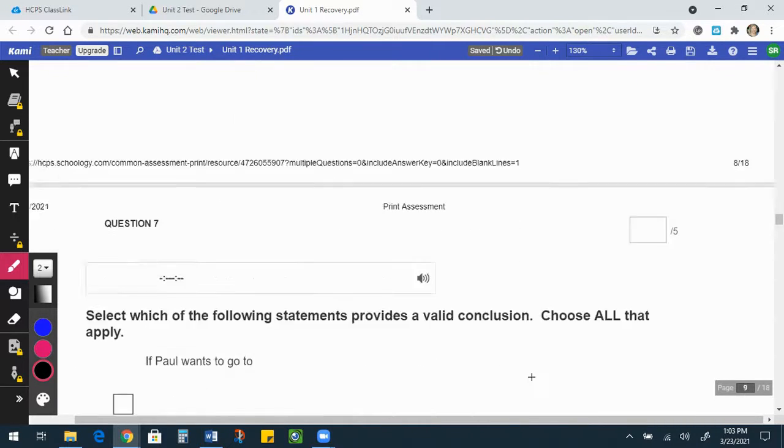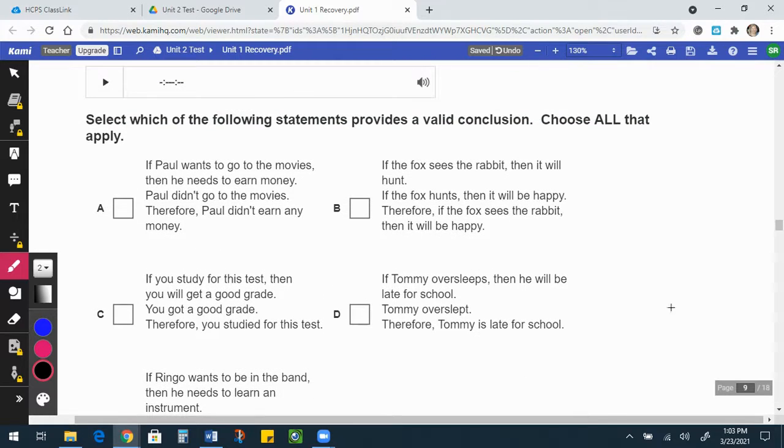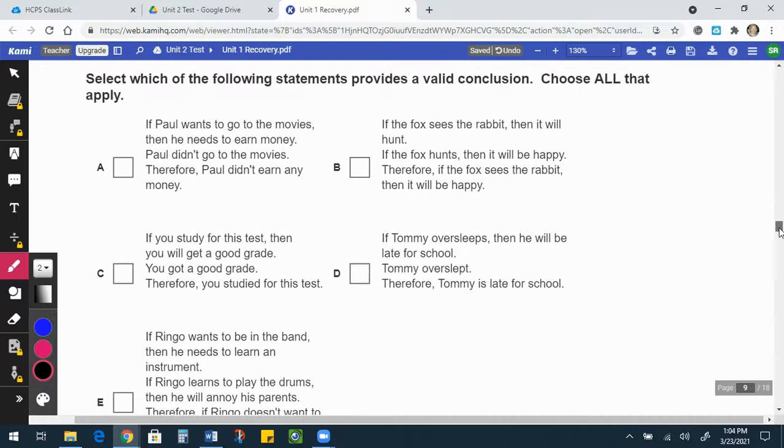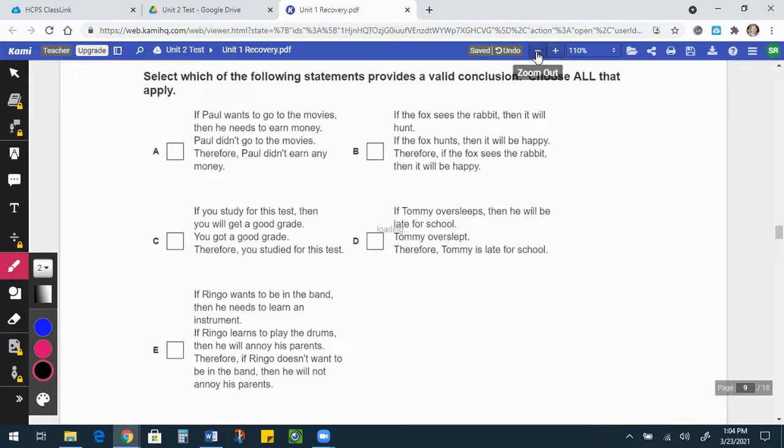Question 7. Select which of the following statements provides a valid conclusion. Choose all that apply. All right, y'all, please go back and find your 4 laws of deductive reasoning. And what we have to do is diagram our arguments. If it matches one of the 4 laws, we're going to choose it to be valid. If it doesn't match one of our 4 laws, then we're going to identify that argument as invalid.